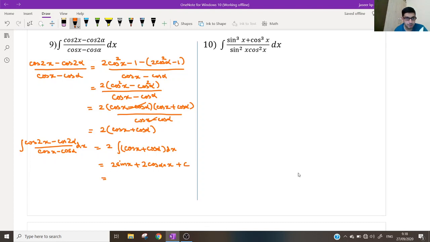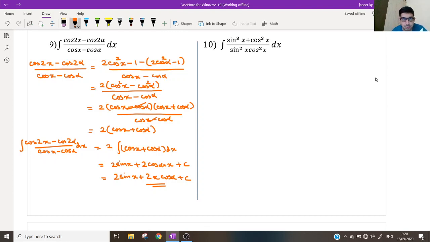So the answer will be 2 sin x plus 2x cos alpha plus c. So this will be the answer. The integral of cos 2x minus cos 2 alpha by cos x minus cos alpha is nothing but 2 sin x plus 2x cos alpha plus c. Now let us do the next problem.